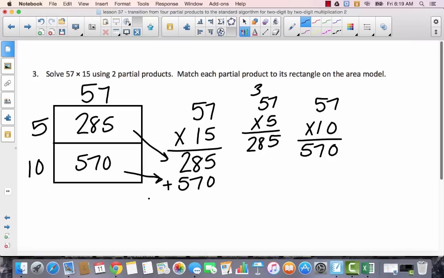Now I'm just going to add these together. 5 plus 0 is 5. 8 plus 7 is 15. 2 and 5 is 7, plus 1 is 8. So 855.